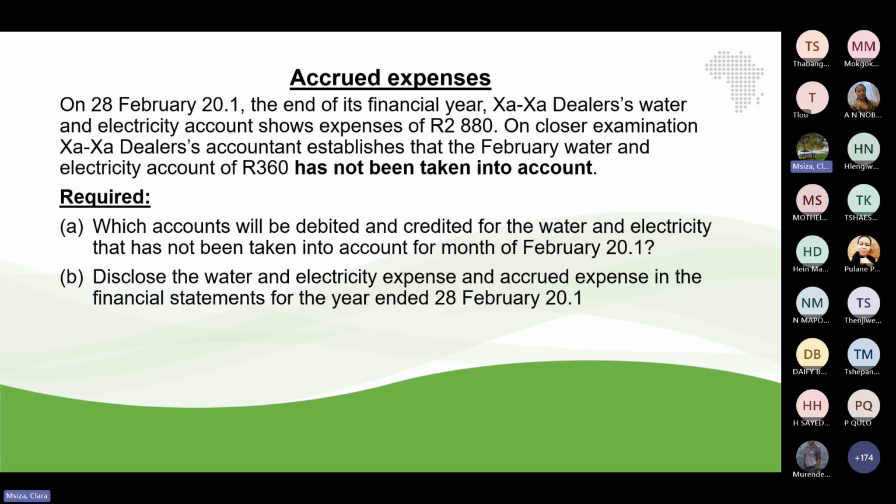So now we are looking at accrued expenses. As you might remember, accrued expenses refers to expenses that have been incurred in the current financial period, but which are still unpaid at the end of the current financial period. And this will be recorded as a current liability. So we will do this example for you to get an understanding of how we treat accrued expense.